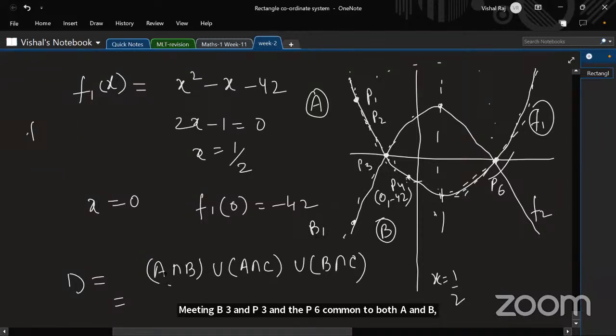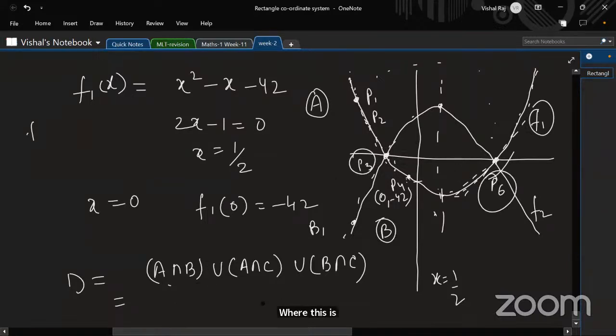Correct. So A intersection B will be P3 and P6. Only these two points are lying on both, right? Yes. Where both are common. So here it will have P3 and P6, correct? Yes. Now, A intersection C, where you are getting A and C both happening.